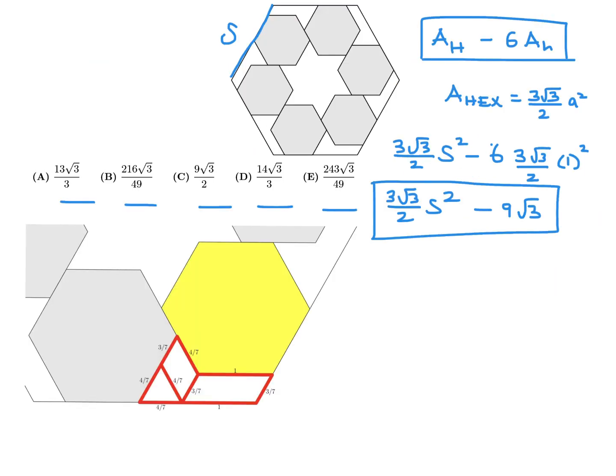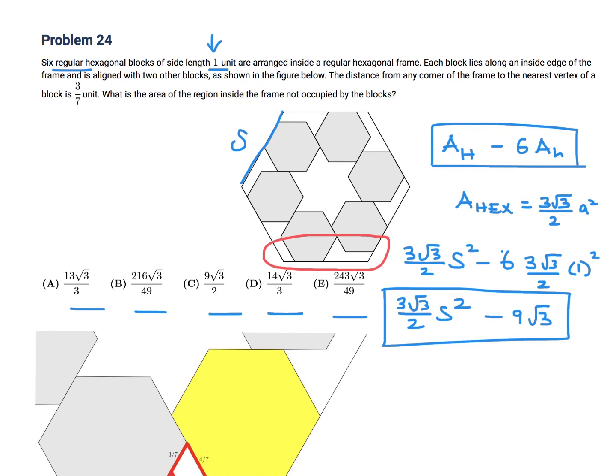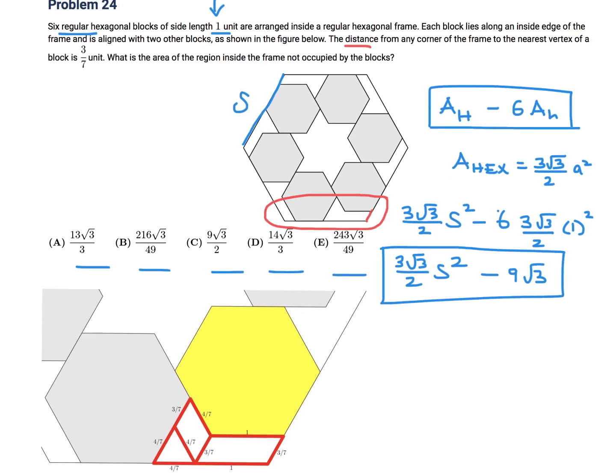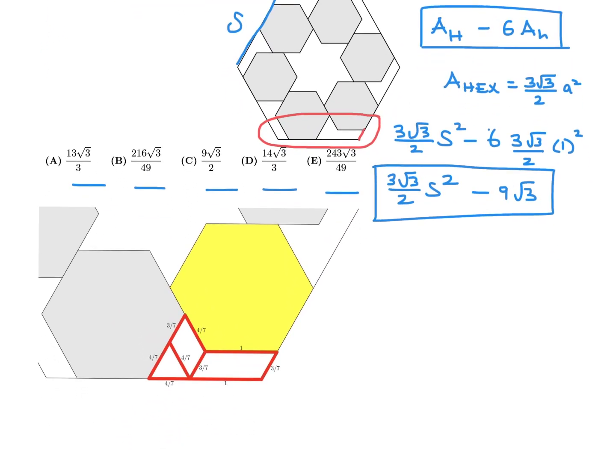So here we go. What we're going to do is concentrate on trying to figure out the side length by concentrating on that region there. So this diagram is sort of a blow up of that part of the original diagram. So let's explain. In the original question, they told me that the distance from any corner of the frame to its nearest vertex of a block is 3/7. So that means this is the corner, and this is the nearest vertex. So that little guy is 3/7. So that's why this is labeled 3/7.